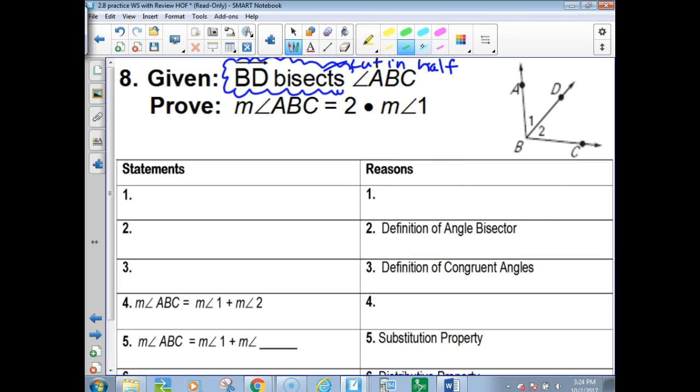So to bisect something, this ray is ray BD, and it's cutting angle ABC in half. What does that mean has happened? What has happened if that ray chopped that angle in half? So angle 1 is congruent to angle 2. That's what it does. So I like to just get that out of the way for a minute here.